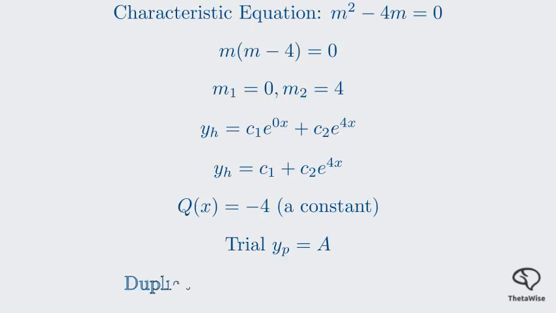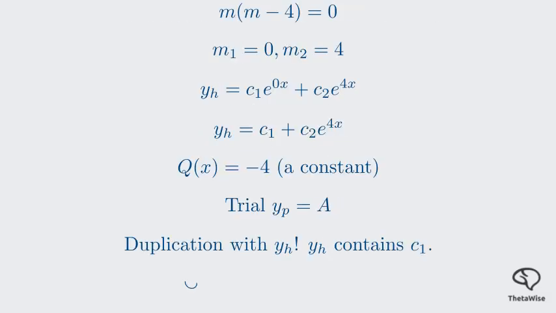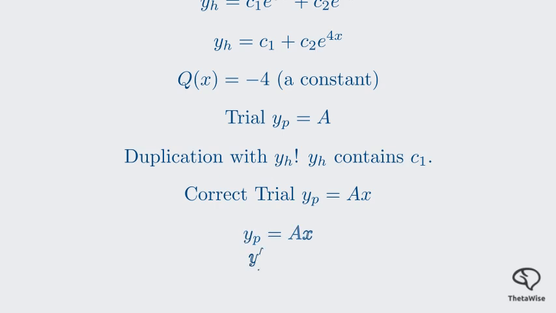However, we must check for duplication with our homogeneous solution. Notice that yh contains the constant term c1. This is a duplication. Therefore, we must modify our trial solution by multiplying by x. The correct trial solution is yp equals a times x. Now we find the derivatives of this new trial solution and substitute. The first derivative of yp is a, and the second derivative is 0.